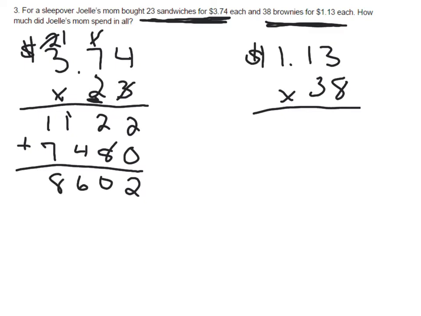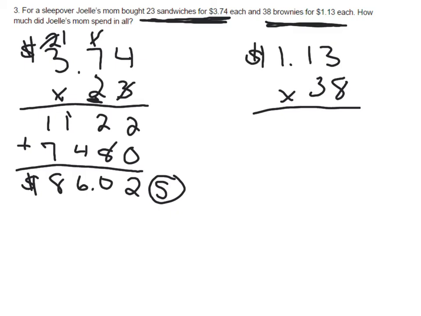So 8,602, but that does not sound right, does it? I have to remember that I have a decimal. Don't forget, this one is out to the hundredths place because there are 2 digits behind the decimal. So we're going to move that decimal in 1, 2 places. It makes a lot more sense that my answer is $86.02 for sandwiches. I'm just going to write S next to it for sandwiches so I remember.